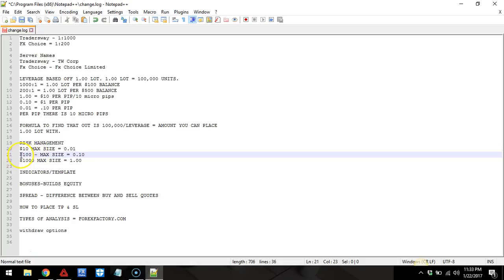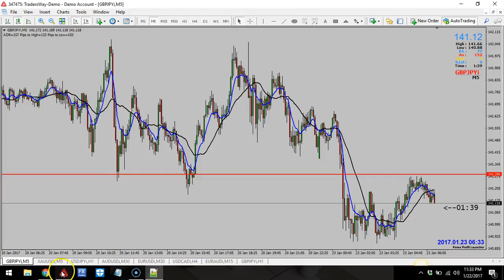For a $100 account, so you have $100 in an account, the max lot size you want to do is 0.10, which is $1 per move. That gives you 100 pips before you blow this account. 100 pips is a lot, especially the way certain pairs go. Certain pairs move way more than other pairs.